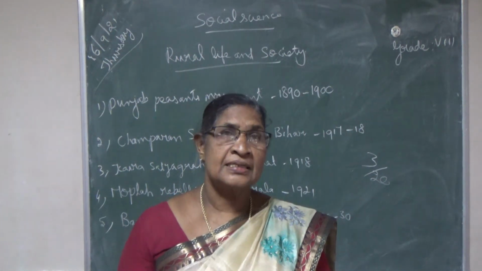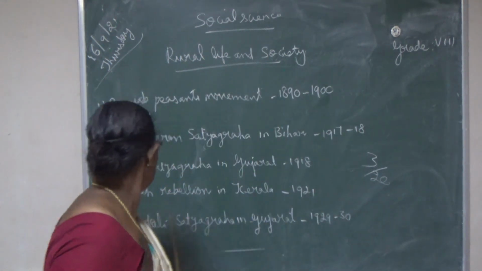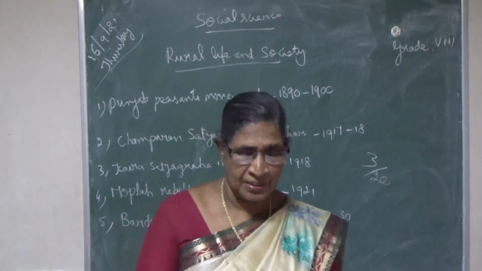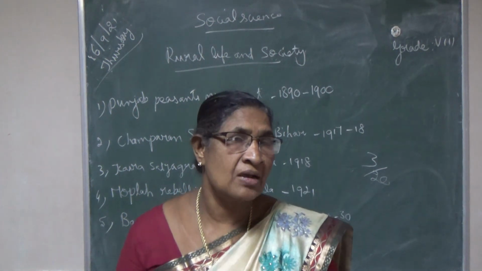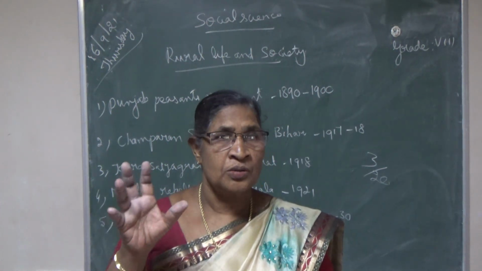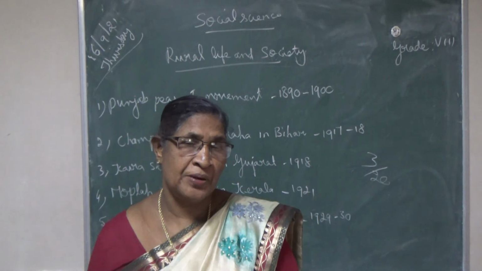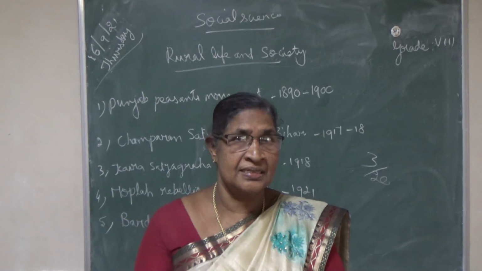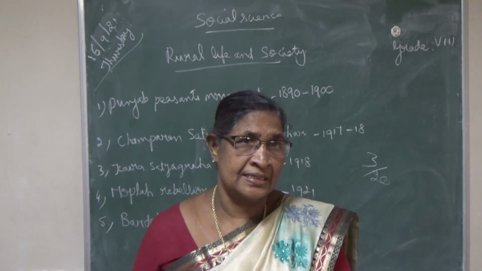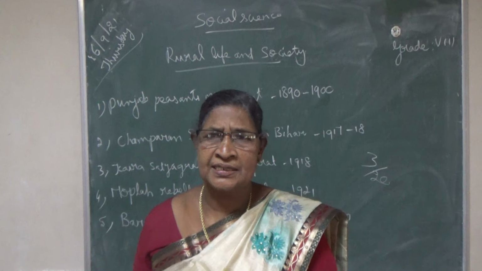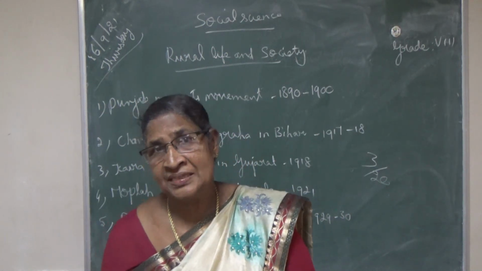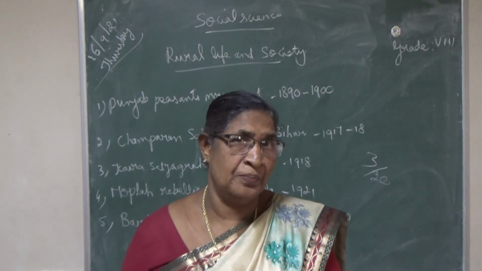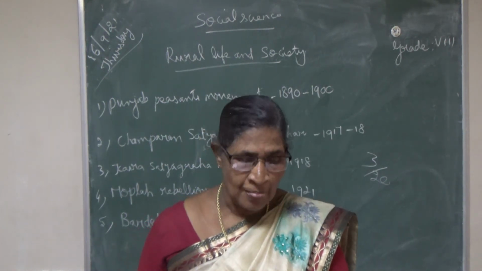Okay, next, the last one but one: Mappila Rebellion in Kerala. Here Mappila is not the name of a place, isn't it? It is the name of one community of people, one group of people, like the Nadar community. Here also the Mappila community. In Kerala they live in Malabar district, but nowadays in Kanyakumari district also a few Mappila families are living. So Mappila is the name of a community of people. Don't think it is the name of a place, okay.